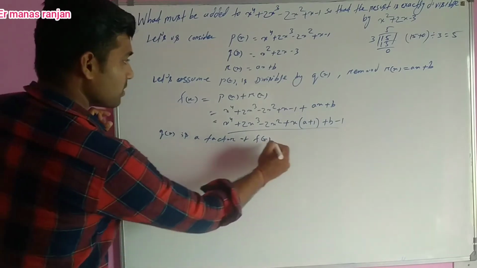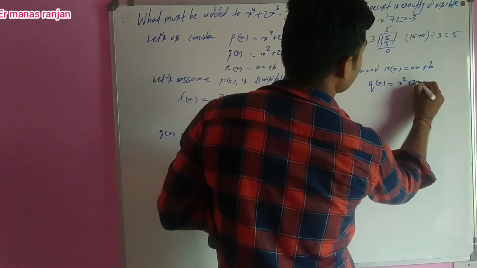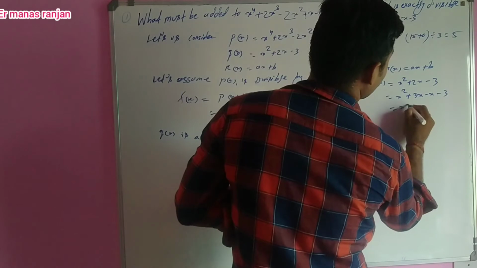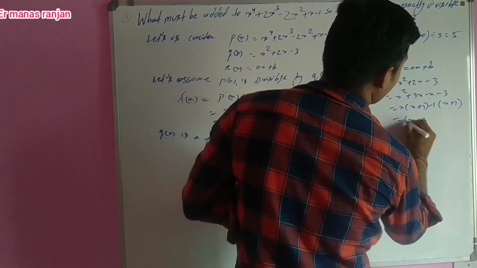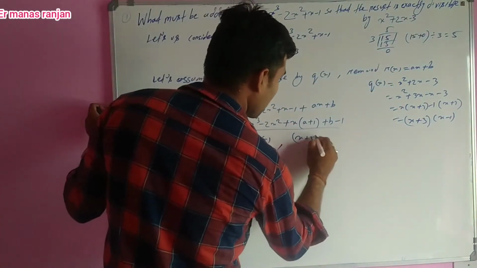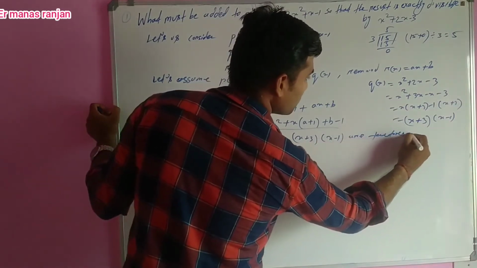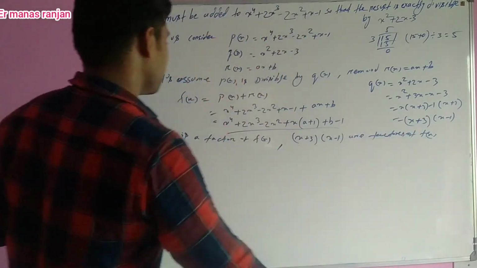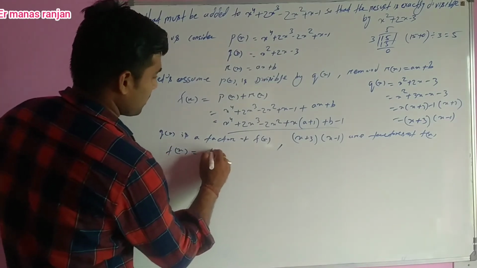Okay, so simplify Q(x). Q(x) = x² + 2x − 3, which is x² + 3x − x − 3, that is x(x + 3) − 1(x + 3), which equals (x + 3)(x − 1). That means x + 3 and x − 1 are factors of F(x).